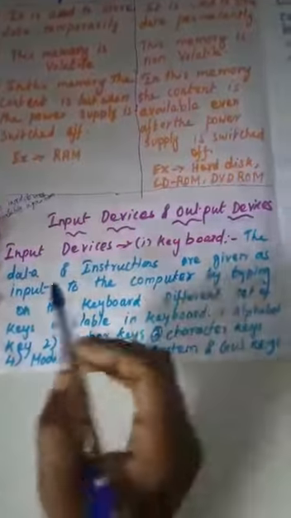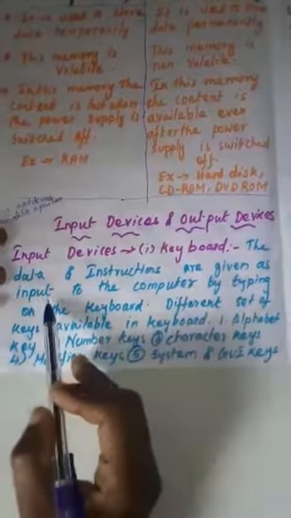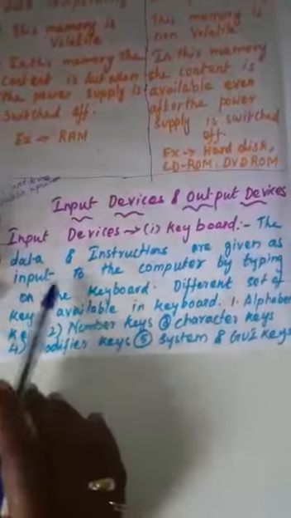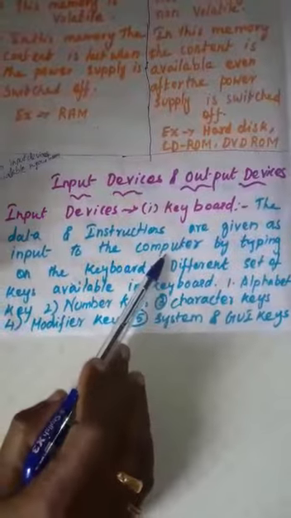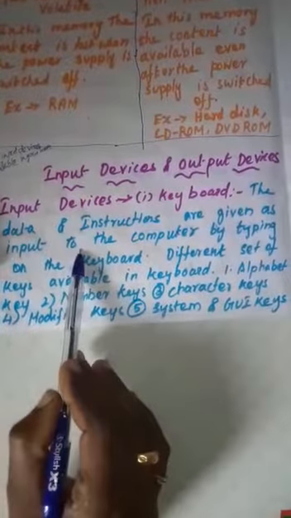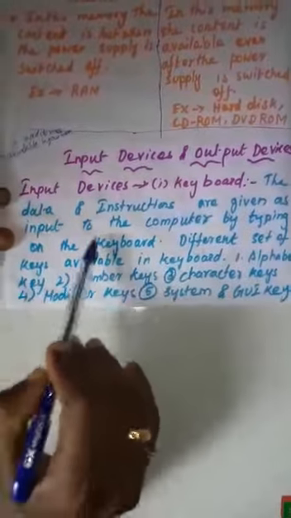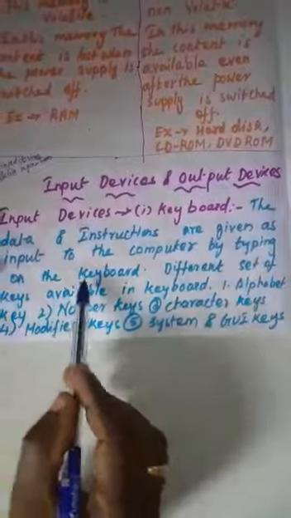Keyboard, first one. What is a keyboard? The data and instructions are given as input to the computer by typing on the keyboard.